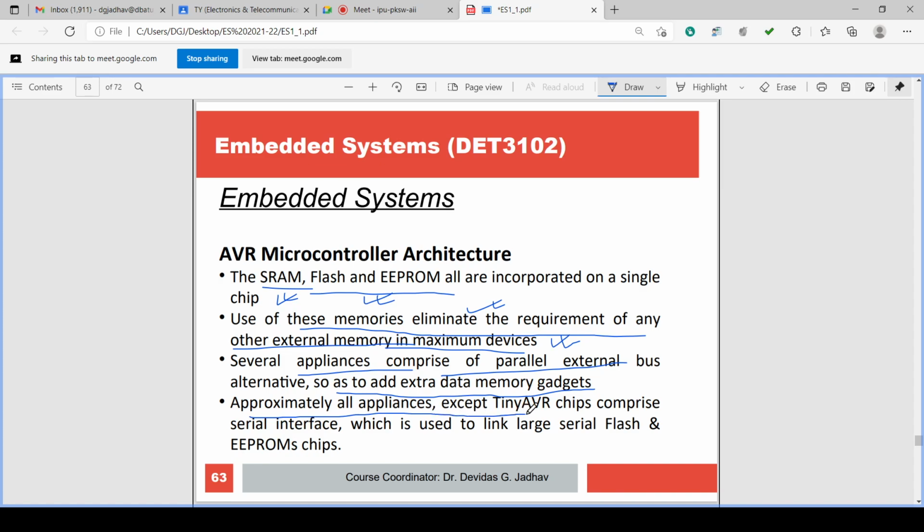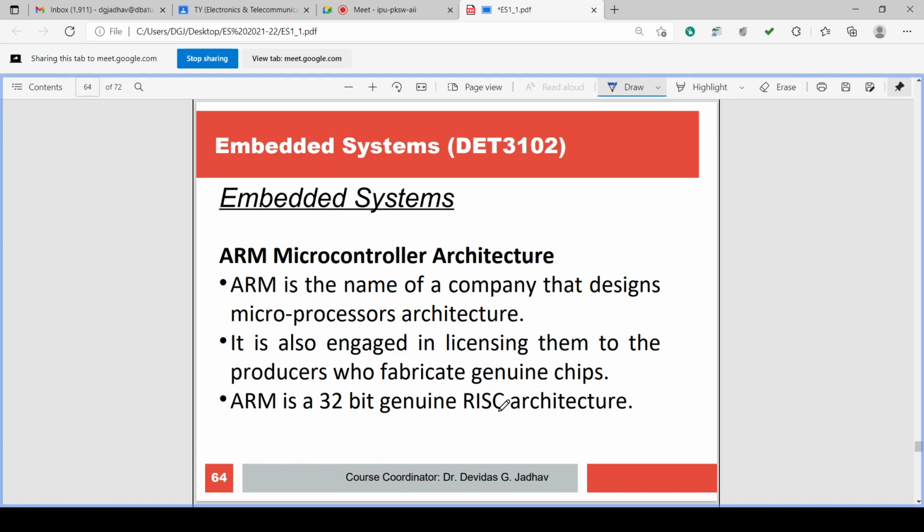Approximately all appliances, all the ATML microcontrollers except the tiny AVR chips, comprise the serial interface which is used to link large serial flash and EEPROM chips. So this is about the ATML chip.